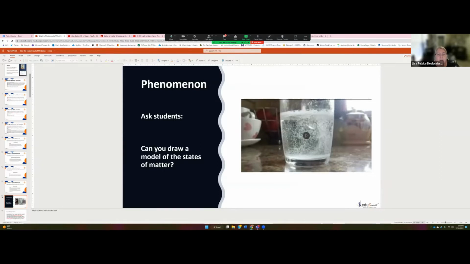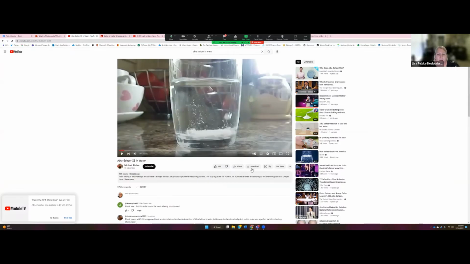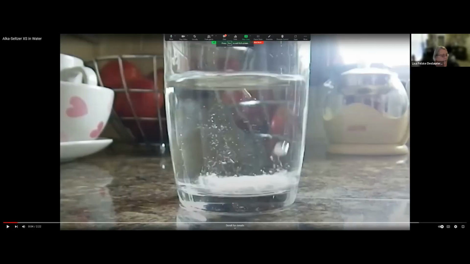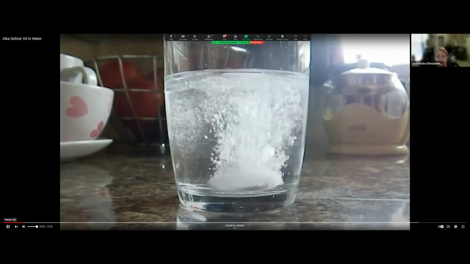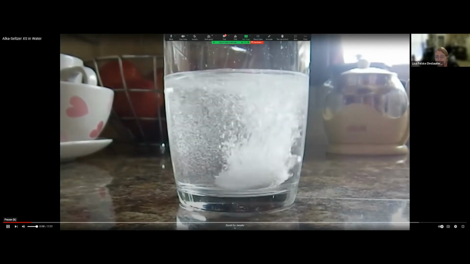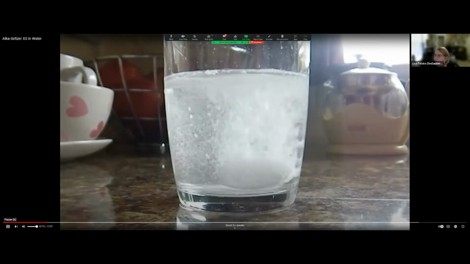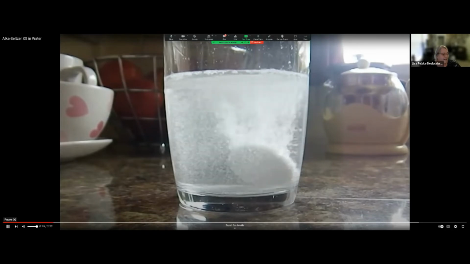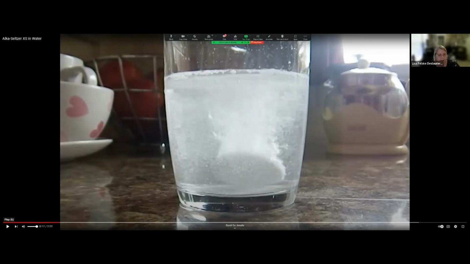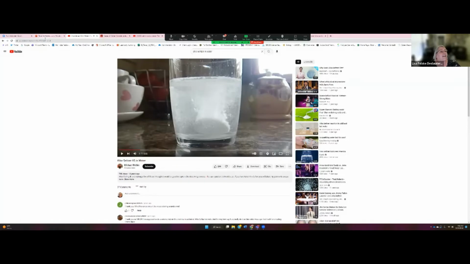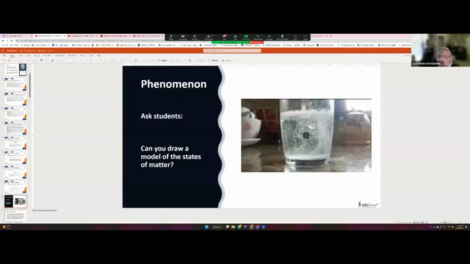This first one, introduce the idea with a phenomenon, and you can ask the kids, can you draw a model of the states of matter? And just to show an example of this phenomenon, this is just Alka-Seltzer dropping in water. So we have a solid that we dropped in a liquid, and then what do we see being formed? Big gas. I'm not going to show the whole thing, but just to get you back to where we are.